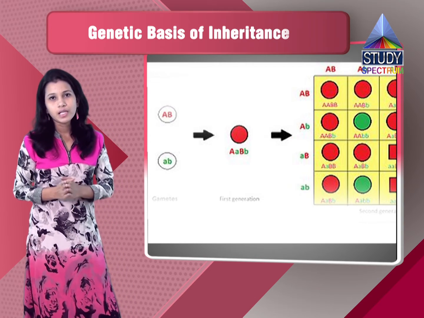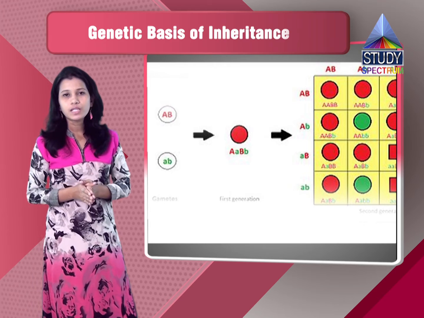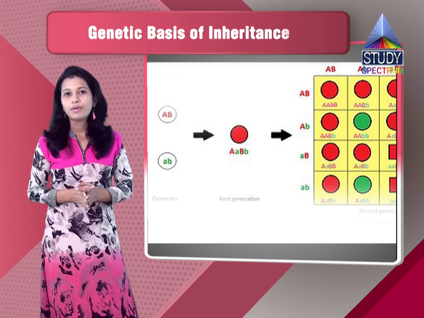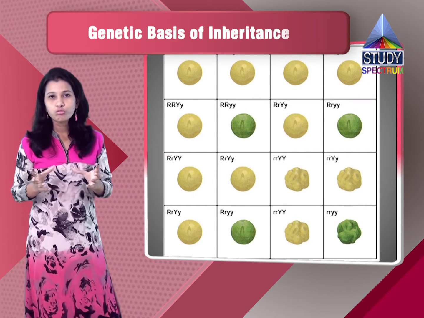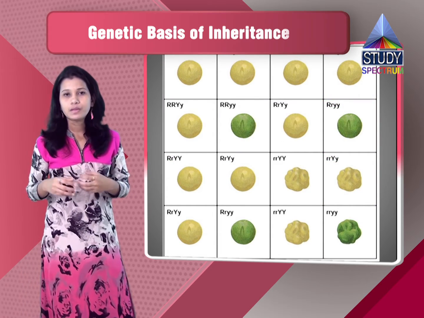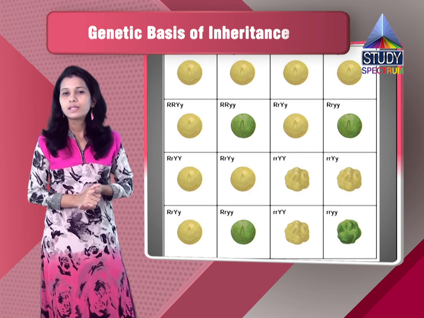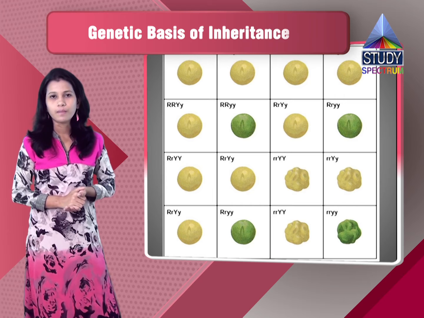And the law of independent assortment says that the genes which are there, they will be independent of each other if we consider the dihybrid cross. In dihybrid cross, two genes come together and they are independent of each other. Their expression or their inheritance pattern is independent of one another.